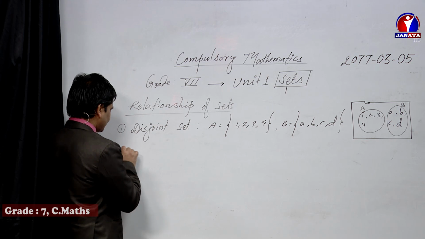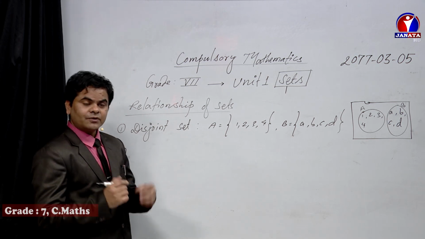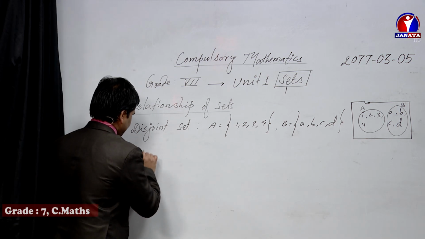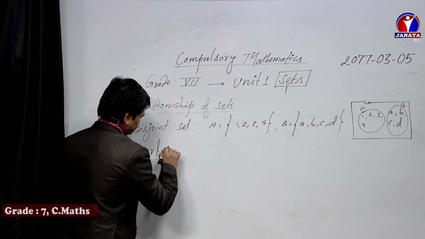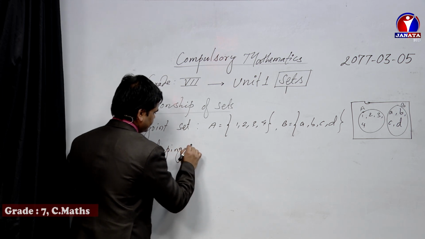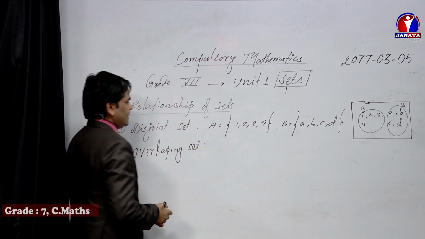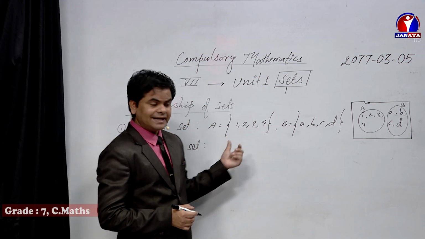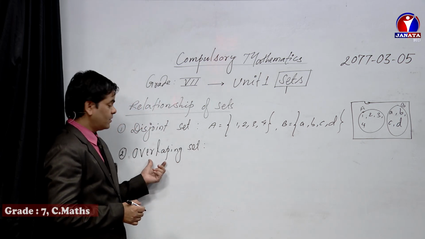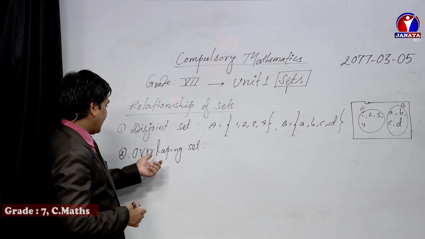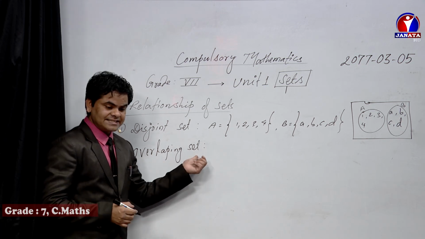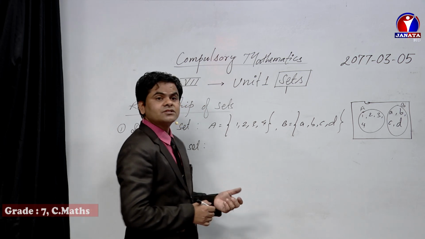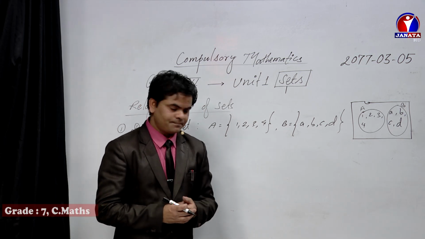Now let's go to another one, dear students. Another one is the overlapping set. Just opposite to this one, here there is no connection between the two sets, but in case of an overlapping set, this is also known as an intersecting set. Another synonym of overlapping set is intersecting set. So an intersecting or overlapping set has certain elements common between them.